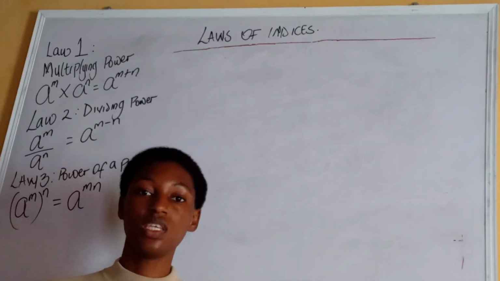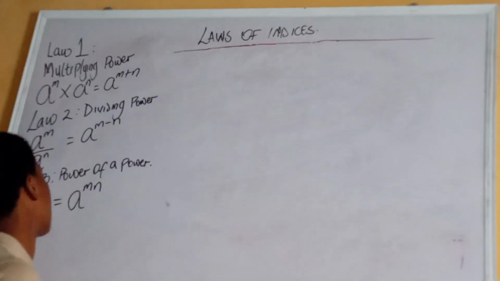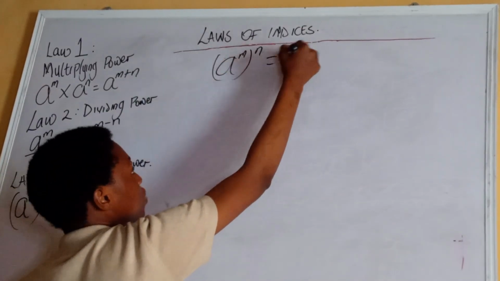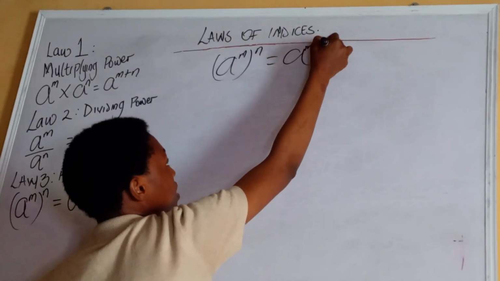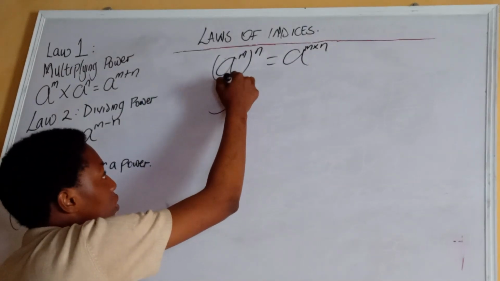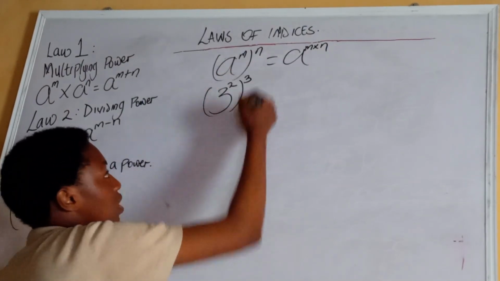The third rule is power of a power. That is to say that a to the power of m, all raised to the power of n, is equal to a to the power of m times n. Assuming you have, let's say, 3 to the power of 2 raised to the power 3.